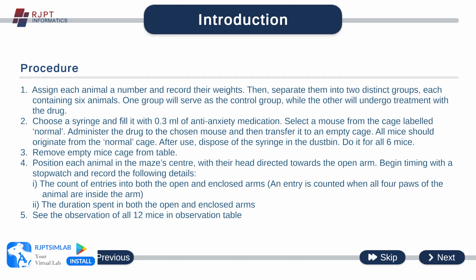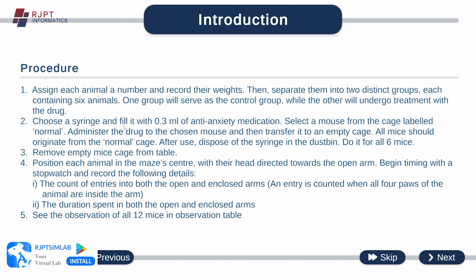So the first procedure step says that we have to assign each animal a number and record their weight at first. Then we have to separate them into two groups, each containing six animals. One group will be known as the control group, and the other will receive the drug treatment and will be known as the drug group.